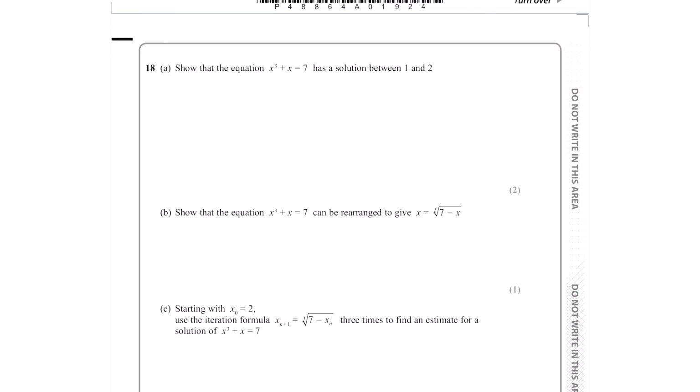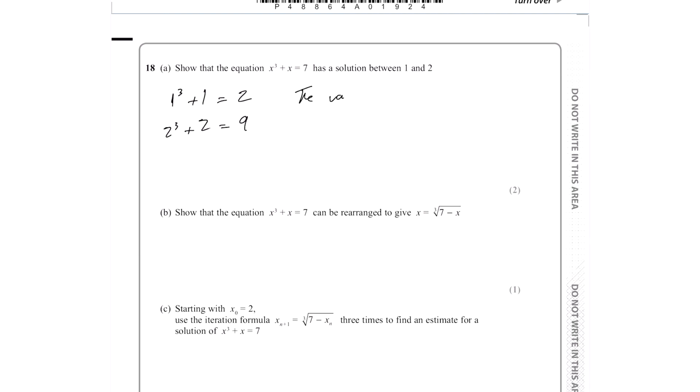Show that the equation x cubed plus x is equal to 7 has a solution between 1 and 2. So when you substitute 1 into this, we can do it like this. We can have 1 cubed plus 1, and if you do that on your calculator, well, you don't need a calculator for this, you can just type 2 there. And then you can do 2 cubed, which is 8, plus 2, and that gives us a 9. And then we just want to write a statement that the answer for one of these is below 7, and one is above 7, so it must be in that range.